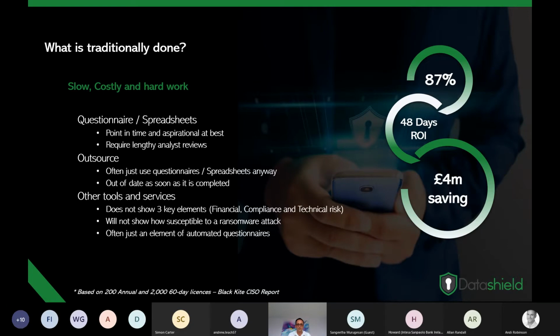And there's obviously lots of other tools and services out there on the market. But the platform I'm going to show you shortly is the only platform on the market that looks at the three key elements that Andy mentioned at the top of the webinar. What is the financial impact to you if that supplier is breached? What could it potentially cost you? How do you know if you've got sufficient cyber insurance cover to cover you against that?